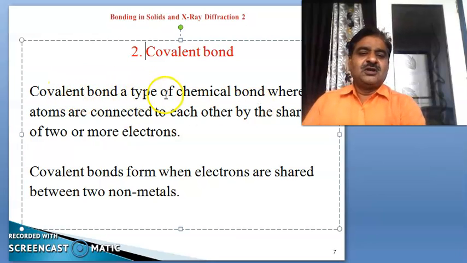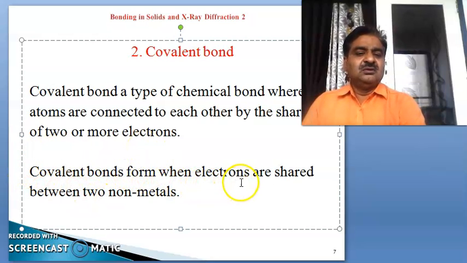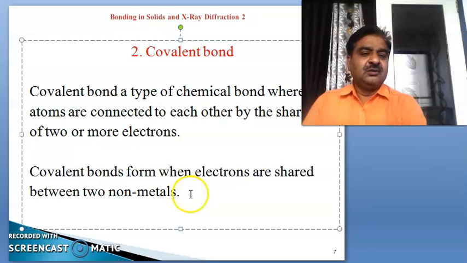So covalent bond is the type of chemical bond where 2 atoms are connected to each other by the sharing of 2 or more electrons. There in ionic, exchange, and here, sharing. Covalent bonds form when electrons are shared between two non-metals. One more point you remember. Ionic is between metal and non-metal, and in case of covalent it is shared between two non-metals.